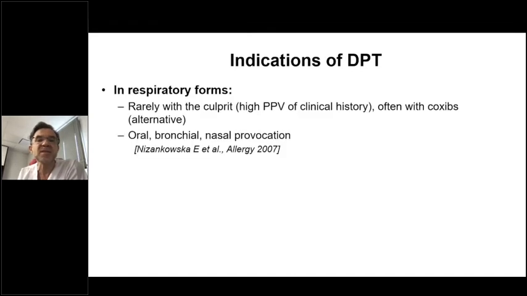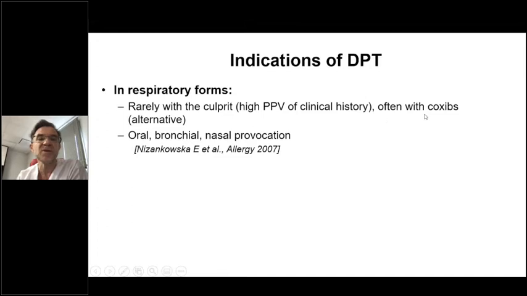The indications in clinical practice vary according to the clinical forms, according to the phenotype that I showed previously. If the presentation is mainly respiratory, practice has shown us that the provocation in clinical practice is rarely needed because the predictive value of the clinical history is quite high. I'm thinking about an asthmatic patient that would exacerbate several times after taking aspirin. There is no overdiagnosis of NSAID-induced asthma.